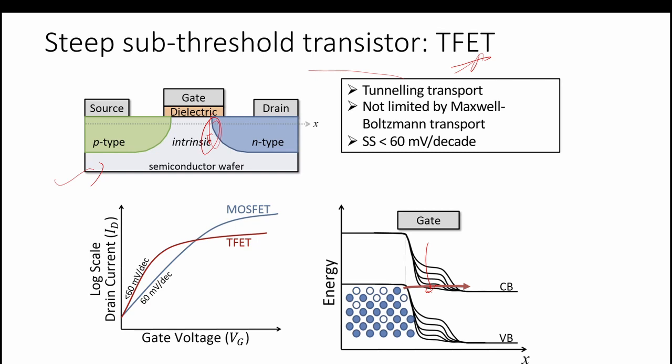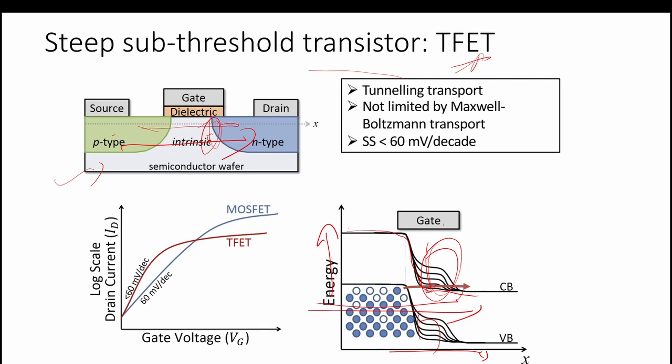In the tunneling field effect transistor, this is the energy band diagram. This is the conduction band, this is the valence band, in the x direction. With the application of voltage, we can modulate the conduction band and the valence band. This is the p type, this is the n type. This is the spatial band diagram.